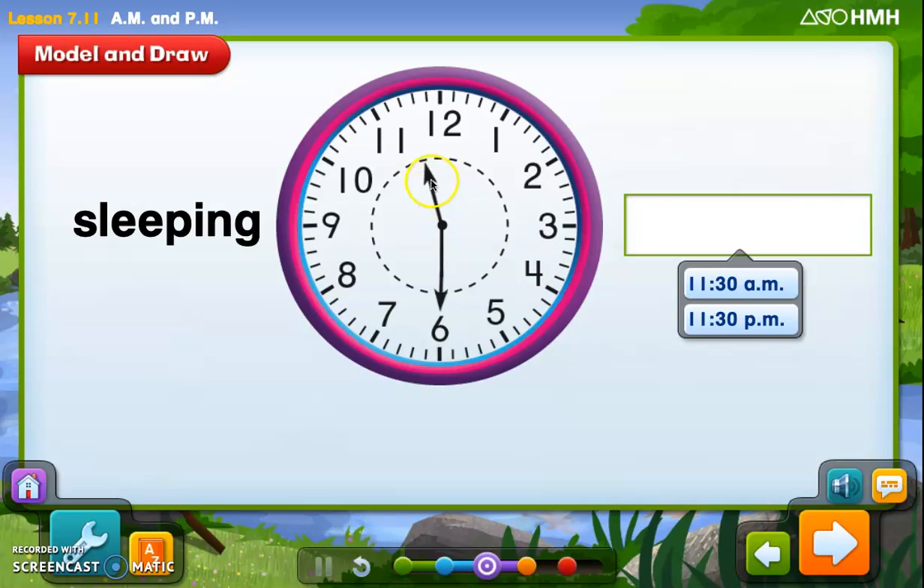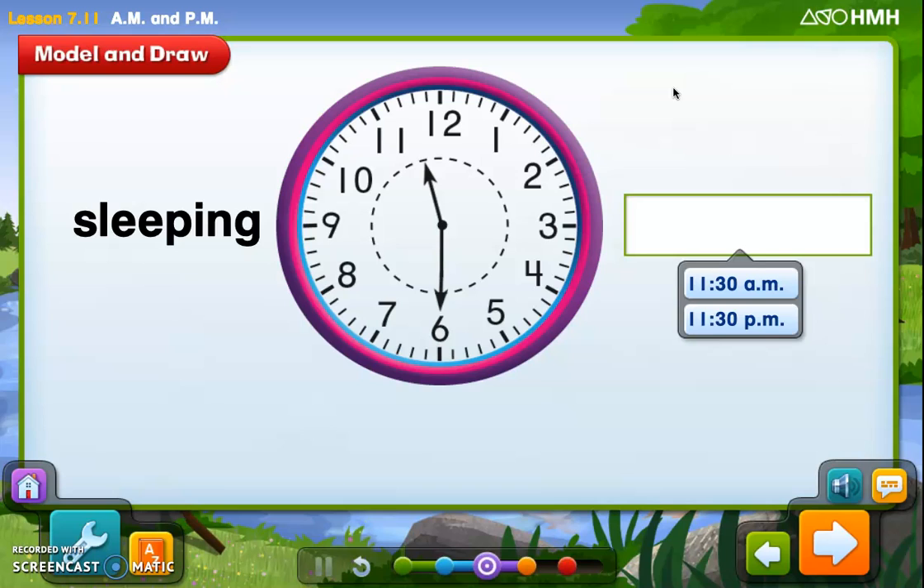Okay, so right now it looks like the analog clock is showing 11:30, right? Because the hour hand is in between the 11 and 12, and then we count our minutes: 5, 10, 15, 20, 25, 30. So at 11:30 a.m., usually we are in school. Probably almost close to lunchtime for second grade. So at 11:30, we're usually in school, or during the weekends, we're usually up and doing something, almost about ready to have lunch.